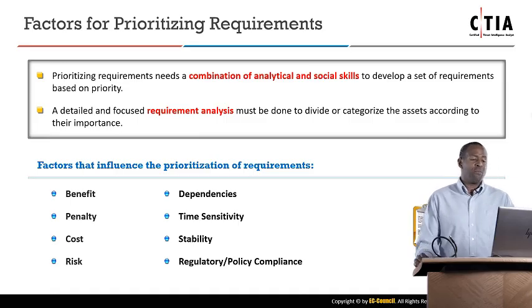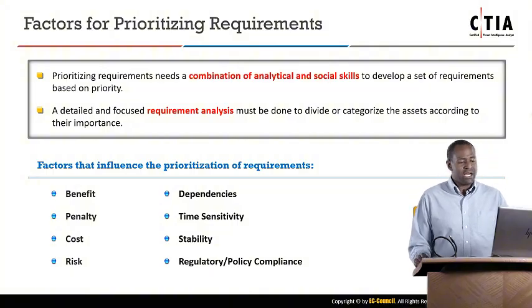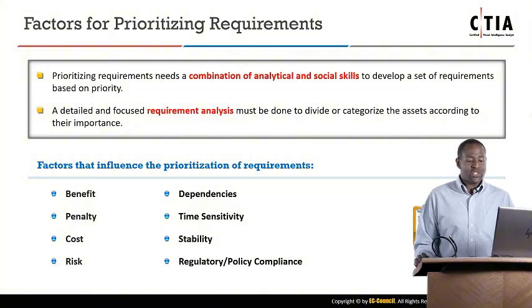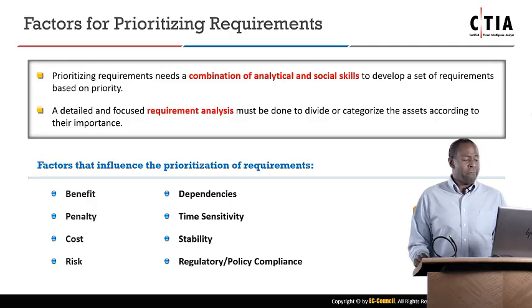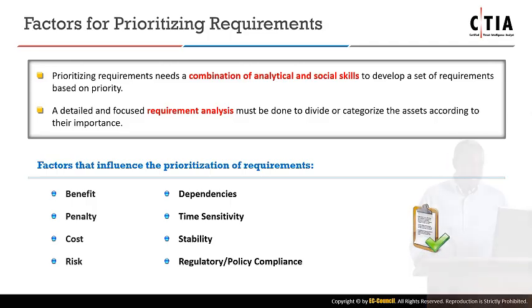Now we look at factors for prioritizing requirements. Prioritizing requirements needs a combination of analytical and social skills to develop those requirements. And we're developing them based on priority, and that's going to need a detailed and focused requirements analysis, and that will help us to divide and categorize the assets according to their importance. Let's look at some of the factors that will influence this prioritization that we're talking about.